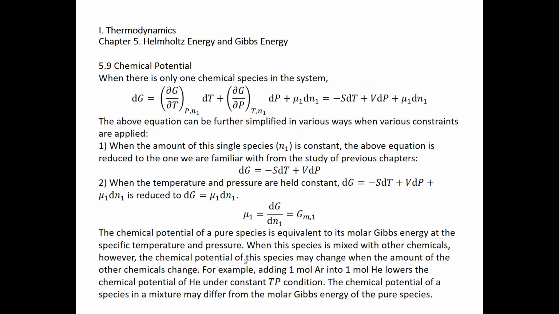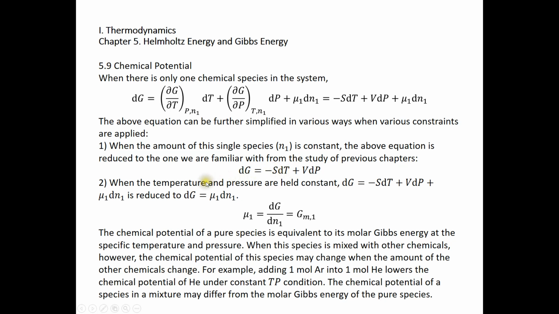What if there's only one species in the system, and then over here the sum of mu_i dn_i contains only one term, mu1 dn1? And what if this n1 is constant, and then this equation is reduced to dG is equal to negative S dT plus V dP? It's a simple expression of dG we have learned in the previous sections.